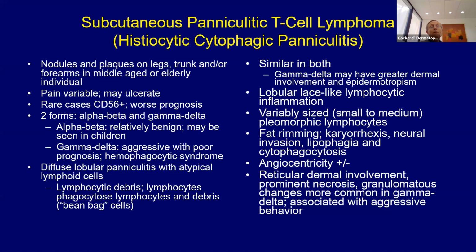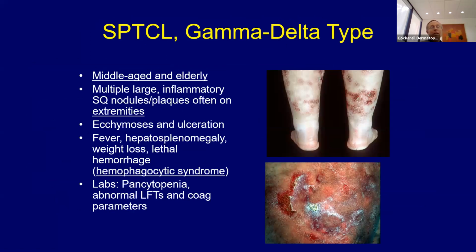Both of these will give you a lobular, mostly panniculitis involving the trunk, legs, and forearms, often in older individuals, especially the gamma delta type. That can also ulcerate and can be associated with epitheliotropism, and we'll show you some examples of that here in a second. Histologically, you can get this fat rimming. These lymphocytes are targeting the actual lipocytes. They actually are homing to these areas. And you get karyorrhexis, lipophagia, cytophagocytosis, and then you can get a lot of overlying epidermal necrosis. So the gamma delta type, this is not a good disease.